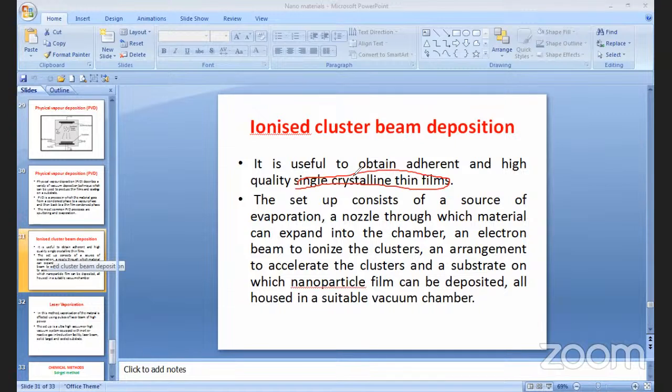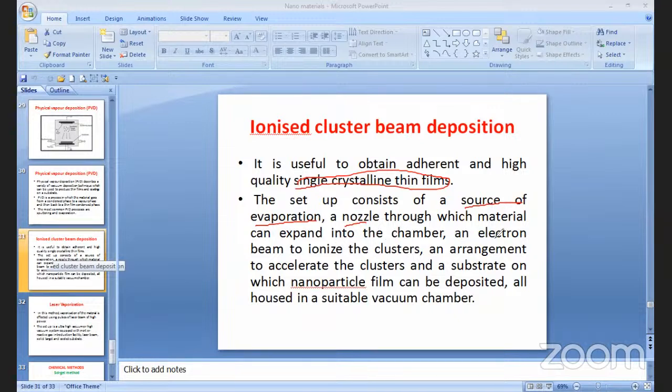So this setup consists of a source of evaporation, as well as a nozzle through which the material can be expanded into the chamber.